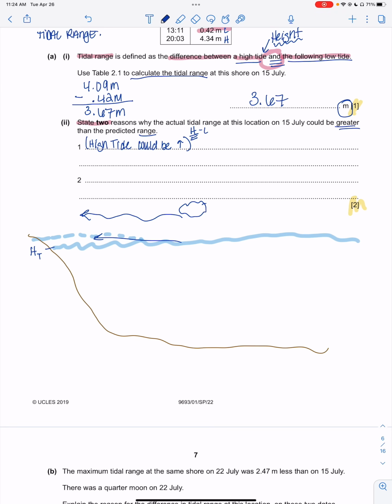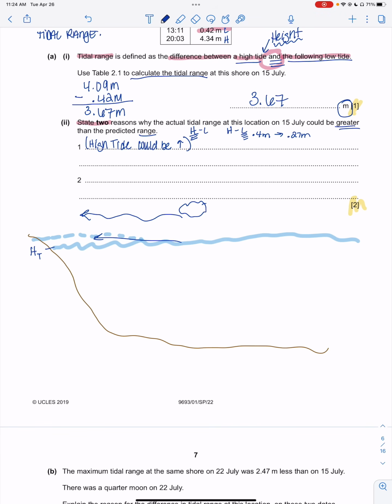We can also answer, well, what if your low tide got lower? Now you're subtracting a smaller number. Your high tide's still going to be its normal high, but what if something made the water level even lower? So now instead of the low tide maybe being at 0.4 meters, what if something caused it to become like 0.27 meters? That will still cause a greater difference than predicted.